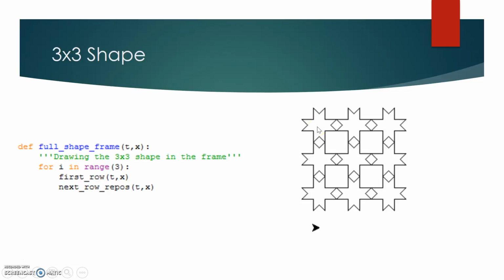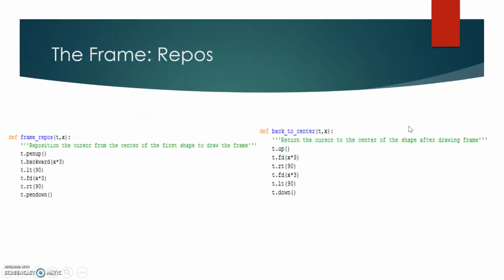I just use the for loop 3 times to make this happen, using the reposition at the same time in the same loop. And I'm going to do the frame after I do the 3x3 shape. I do the frame separately because it makes it easier to fill the color of the frame and the shape using two different functions.